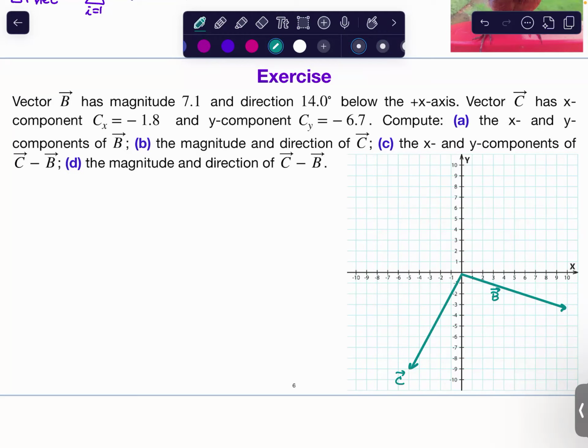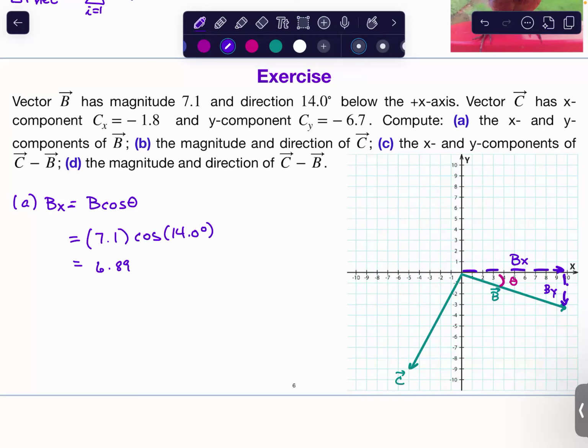So let's see, what are the x and y components of B? Well, that's simple enough. Theta is going to be 14 degrees. What about Bx? What do we want to do? Cosine, right? Yes, Bx is cosine. So B is 7.1 times cosine of 14 degrees. You get a Bx of 6.89.